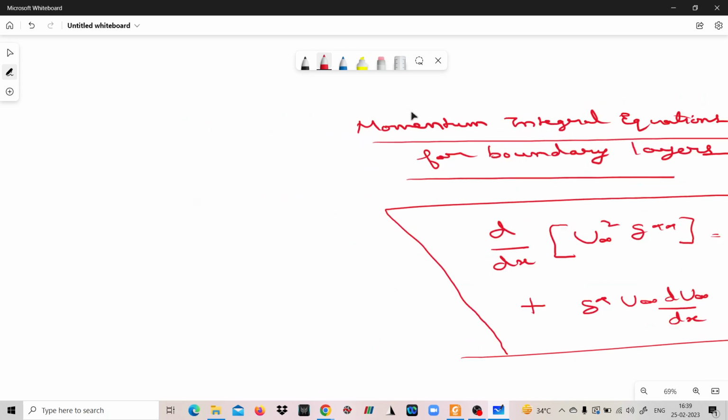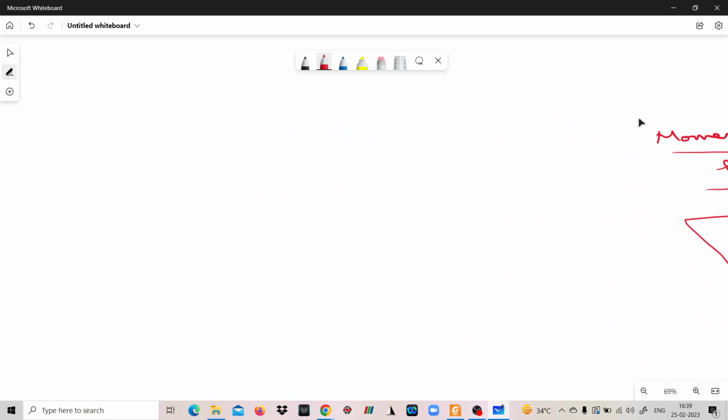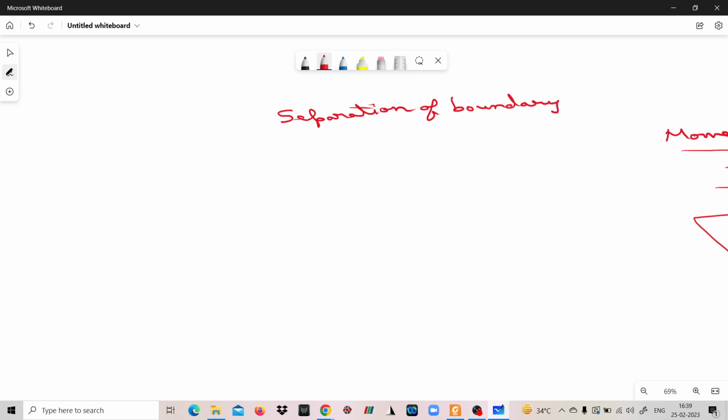Then the last important concept before we move to the problems is the separation of boundary layers. I'm giving all of you 5 minutes to revisit the concepts that we have discussed today, so that we can smoothly move to this concept of separation of boundary layers and then jump to the problems for today's practice session.